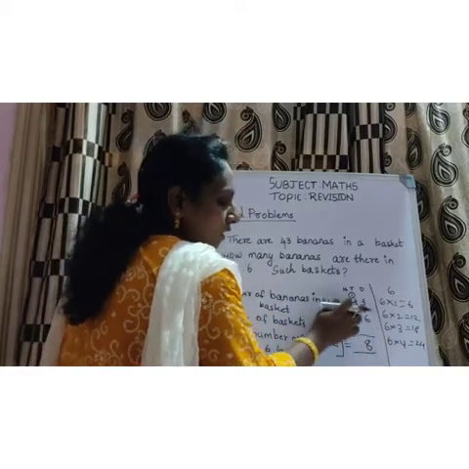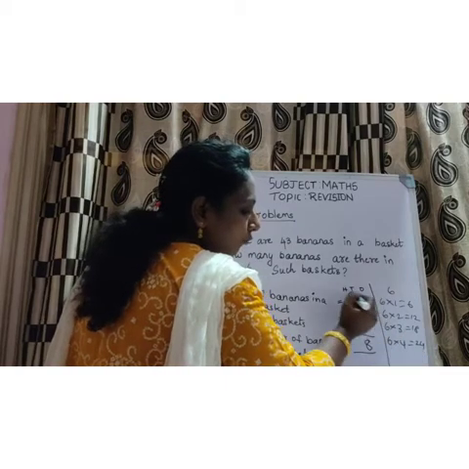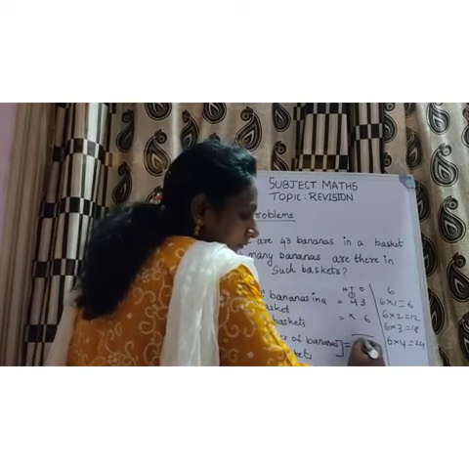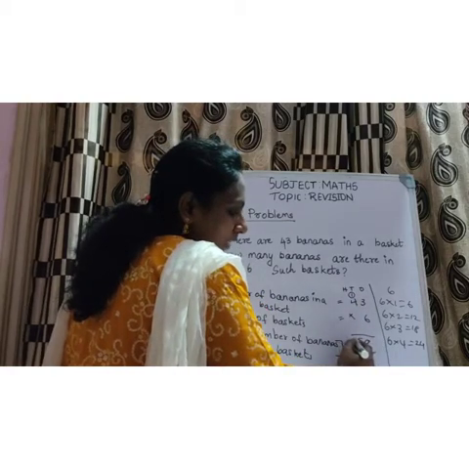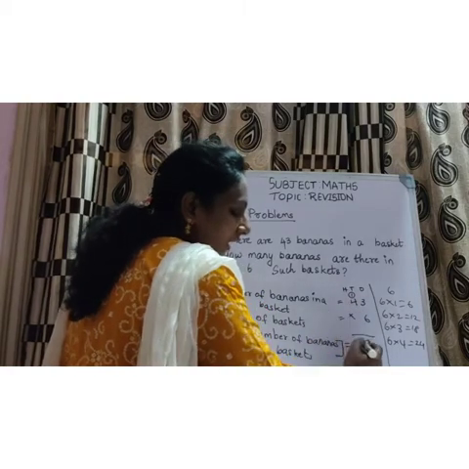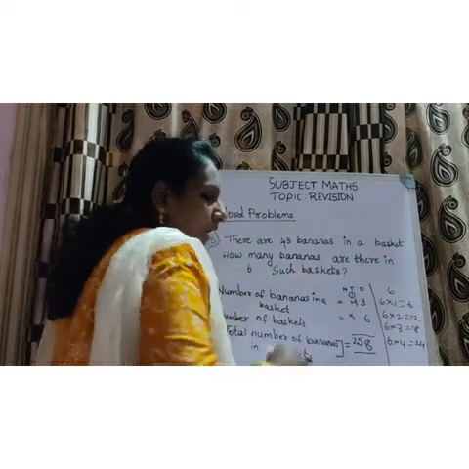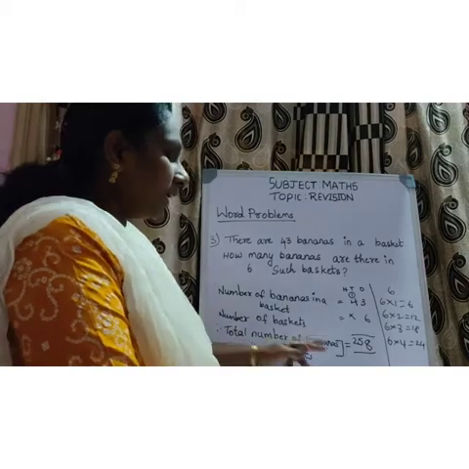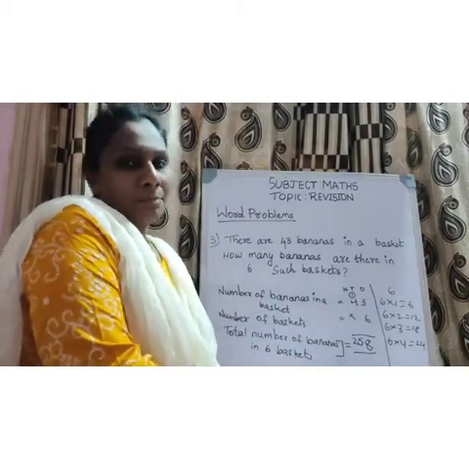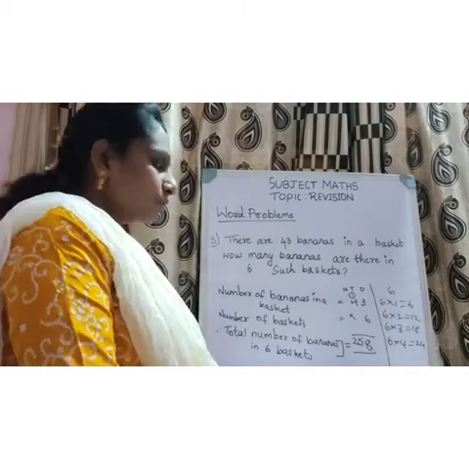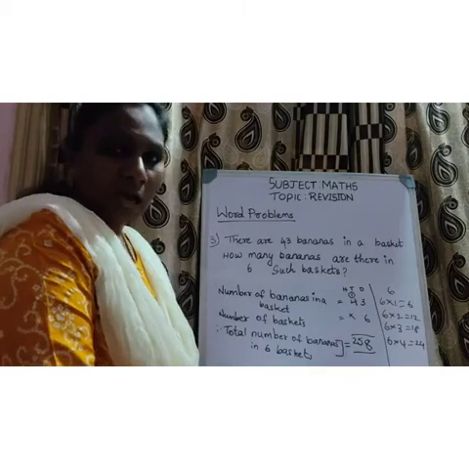Now 6 fours are how much? 24. 24 plus 1 is 25. 5 you should write in tens place and 2 you should take as carry over to the hundreds place. Because here you don't have any number, you should bring down the number as it is in the hundreds place. So totally there are 258 bananas in 6 baskets. Understood, children? Follow the method and write the answer.